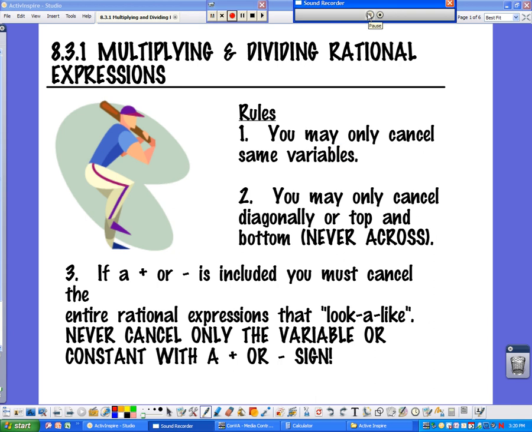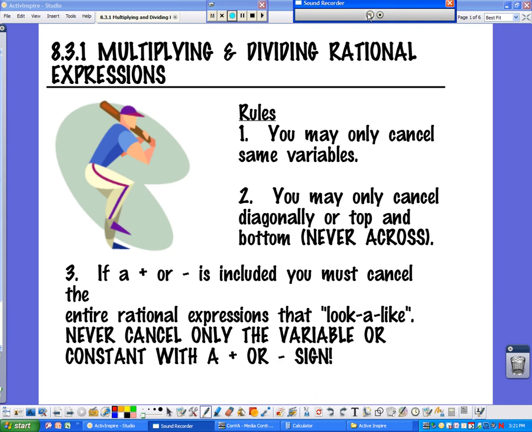All right, lesson 8.3 is multiplying and dividing rational expressions. Now, first of all, with these rational expressions, there are basically three rules that you need to apply, and we're going to take these in stages. The first couple that we do are only going to work with rule 1 and rule 2, and after we get those, then we're going to add in rule 3. Before we get started, let me start with the rules.